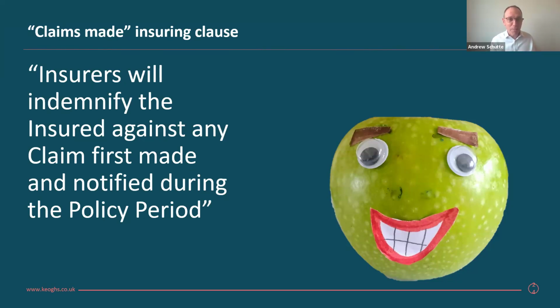So that creates a problem for drafters of claims made policies. Here, you can see that the word claim has got a capital C. And that's because it's defined elsewhere, and it's defined to mean claims that a third party makes against our policyholders. So if one of those comes along and it's notified during the policy period, then the insurers cover it.